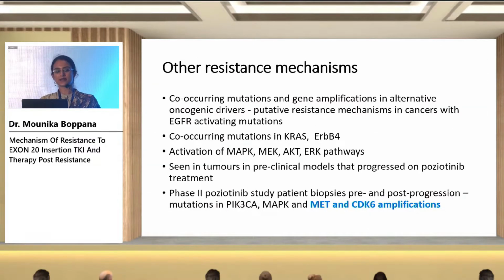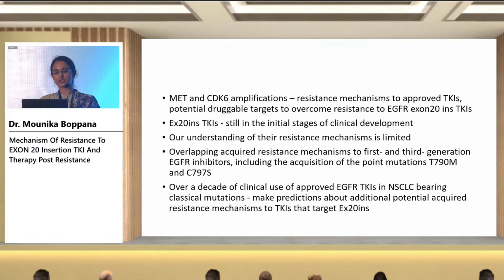There are other resistance mechanisms also, like co-occurring mutations in KRAS and ERBB4, and activation of the MAP kinase, MEK, AKT, and ERK pathways, which are seen in tumors and preclinical models which progressed on poziotinib. Another important thing seen in the poziotinib phase 2 study was MET and CDK6 amplifications. MET and CDK6 amplifications lead to resistance. This resistance mechanism is there even for the approved TKIs, and they are potential druggable targets in order to overcome resistance even to EGFR exon 20 insertion TKIs.